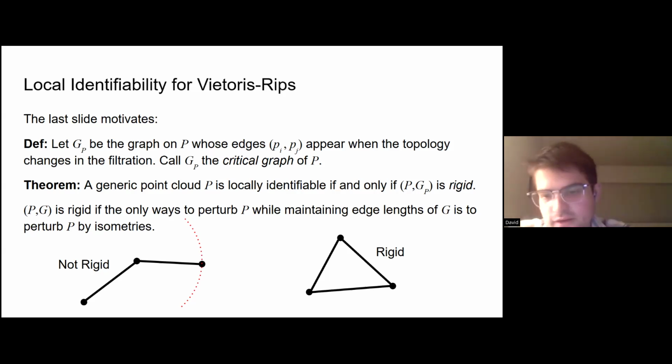But it would not be an isometric transformation of my point cloud. Meanwhile, this graph on the right, I would say is rigid in the plane, because the only way I could perturb this graph while maintaining the edge lengths of the triangle is by perturbing it by either a translation or a reflection or a combination of the two. So given a point cloud, we're able to equip it with a graph whose rigidity generically determines if that point cloud is locally identifiable, if it has this very nice property where all nearby point clouds with the same output are actually isometric.